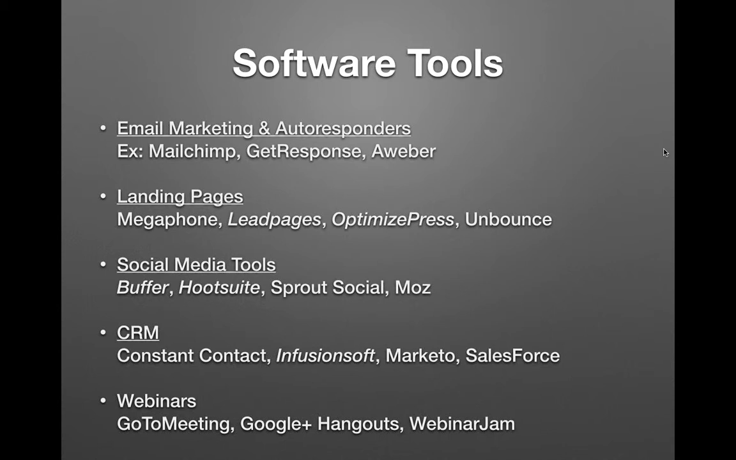But the basic software tools that I've seen major businesses using start with email marketing and autoresponders. So keeping your list and being able to email them whenever you want, and being able to send them emails if they sign up for an ebook, you can send them that ebook, which is what an autoresponder is. Then you need something like MailChimp, GetResponse, or Aweber. I think there's a couple others out there, but those are the three I've heard more recently.